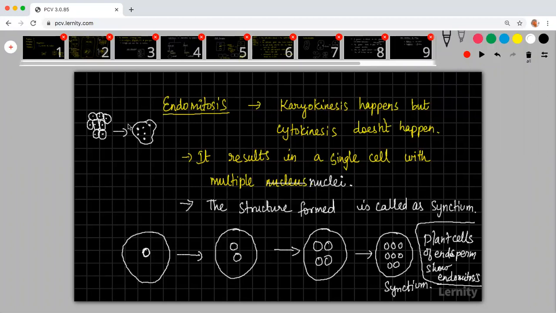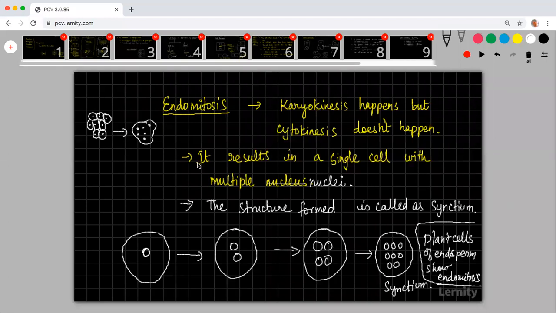Whereas in endomitosis, a single cell is there, its nucleus is dividing continuously, and it is trying to form a syncytium. So syncytium and plasmodium are not the same. Plasmodium, which is formed in slime mold, is a unique cenocytic structure where multiple cells aggregate together to form a single cell. Here, a single cell is having multiple nucleus. So both are distinct.